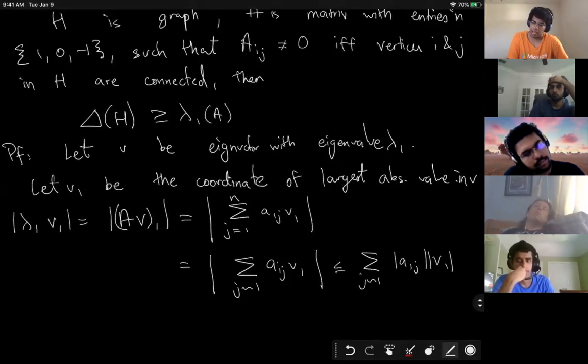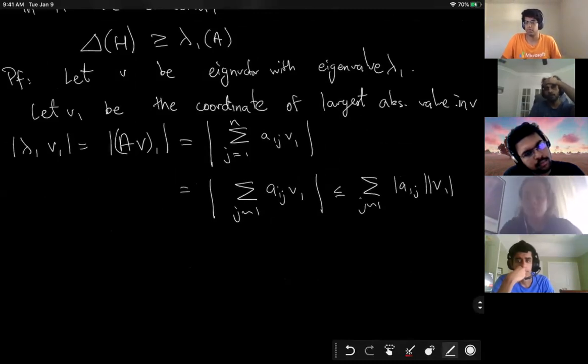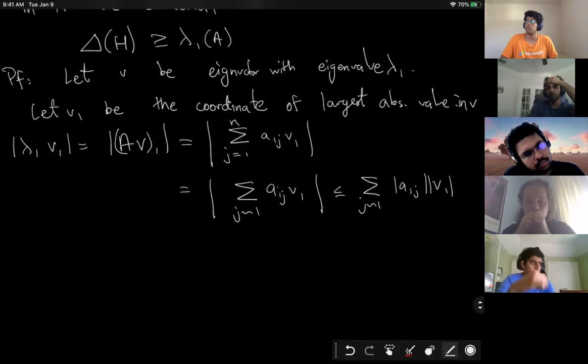Yeah? And can anyone tell me the last step here? Which is bounded by the max degree, because at most all the a_ij are 1. Or wait, is it the degree of H times v_1? Yeah, it's the degree of H times v_1, because this v_1 doesn't have to be in the sum, right? It could just be out here.